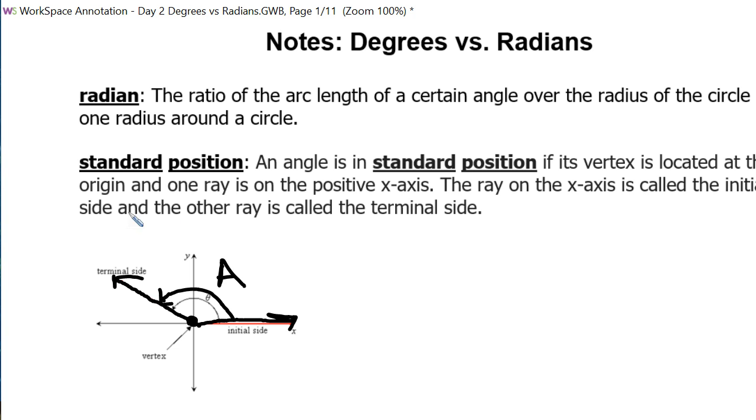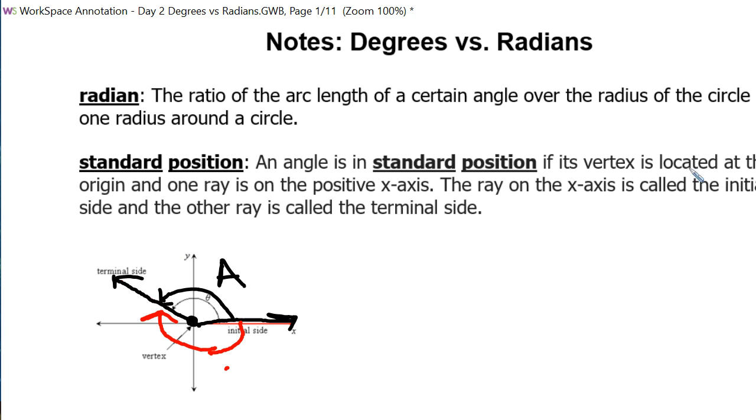So here's still my initial side. This angle is also in standard position. So the vertex is at the origin. The initial side is the positive x-axis. So now I'm using negative rotation. I'm going to call this angle, angle B. Now, angle A and angle B are said to be coterminal because they terminate on the same ray. So if they share a terminal side, they are coterminal angles.